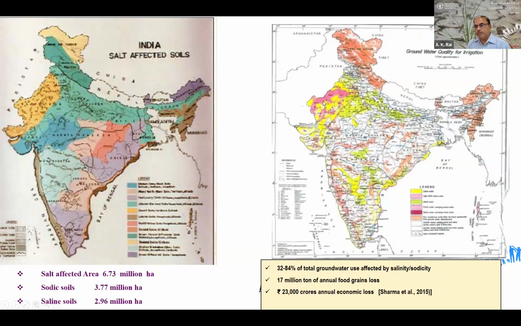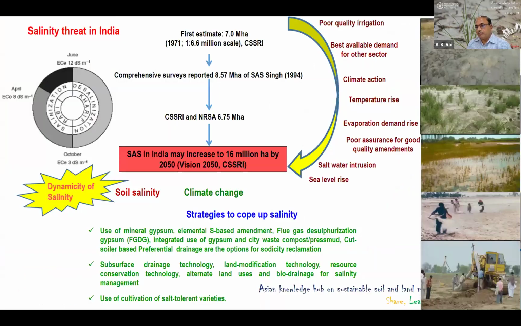Because of this water quality and the growing intensification of agriculture, the complexity of soil salinization and sodification is increasing. What is the present estimate? We have about 6.7 million hectares. If business as usual goes on, then by 2050 another 10 million hectares may be added into the salt affected category.